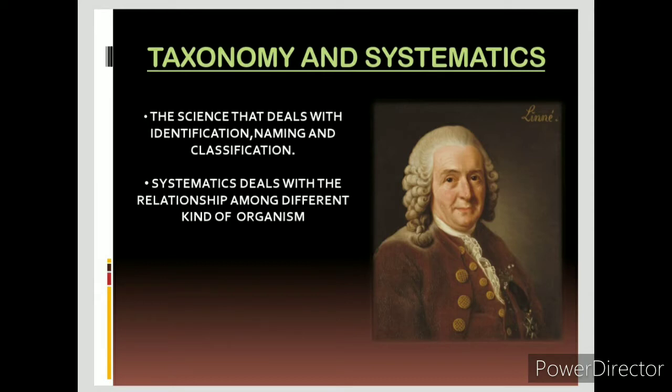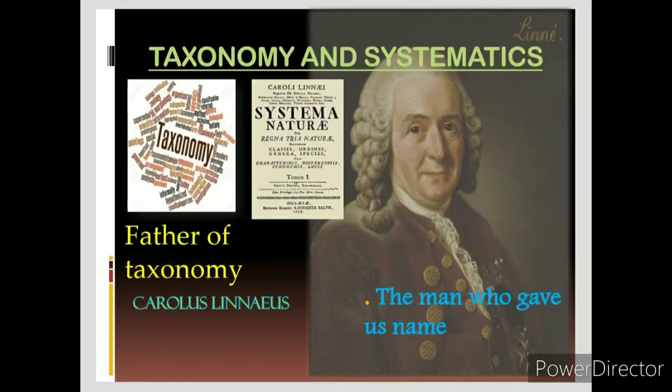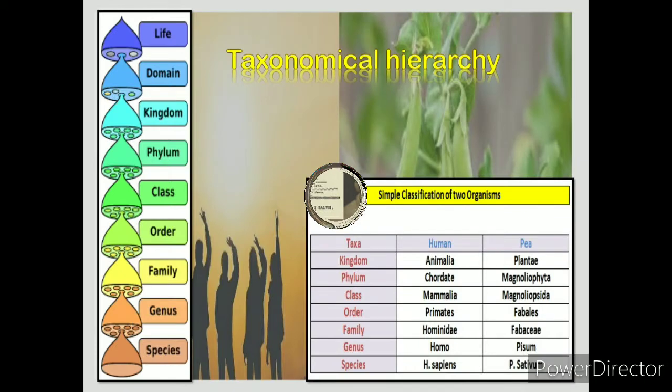Now, what do you think, are these things important to us? Why do you think it is important? Because if we don't know the name of a particular organism, it will be very difficult for us to understand its characteristics and communicate with one another. So this idea was given by Carolus Linnaeus. He is also known as the father of taxonomy. And he wrote a publication, one publication that was very famous of his. It was Systema Naturae.